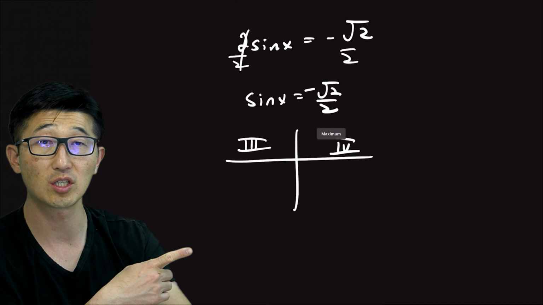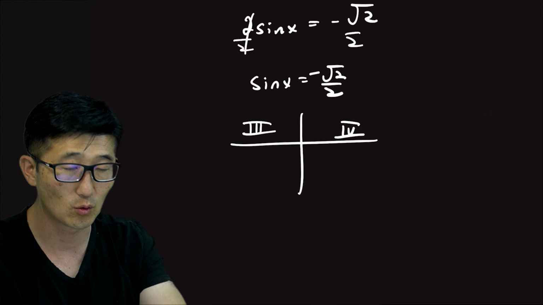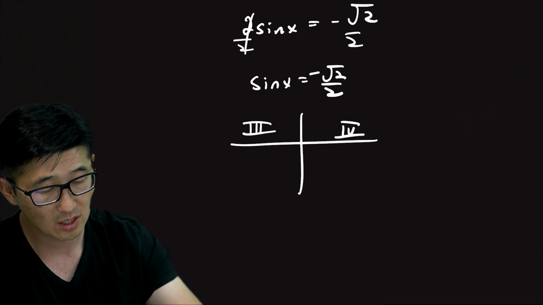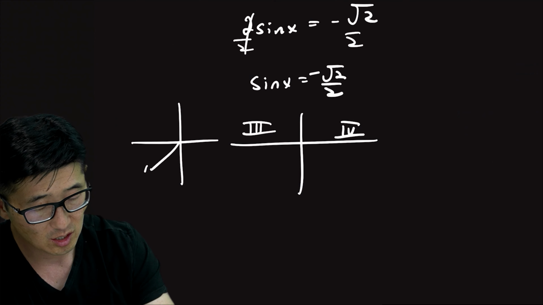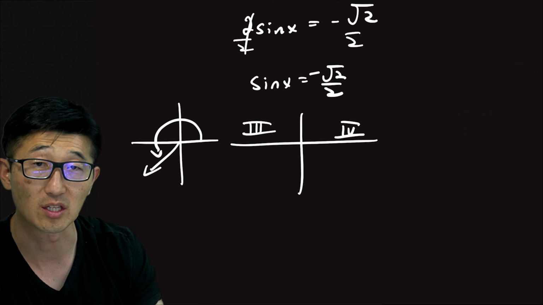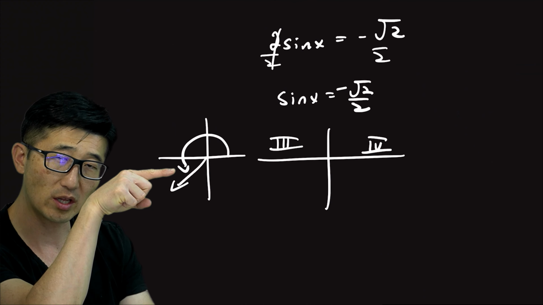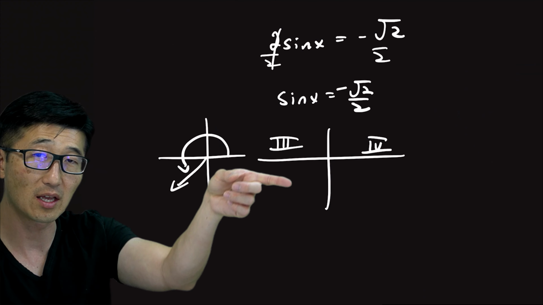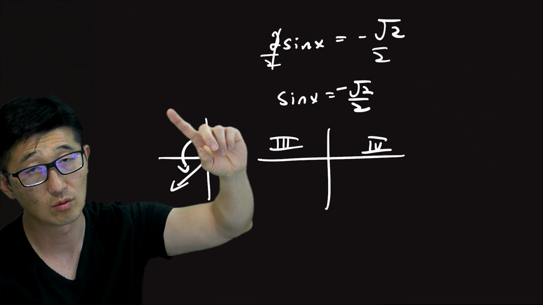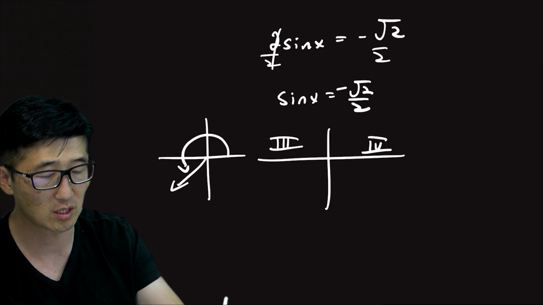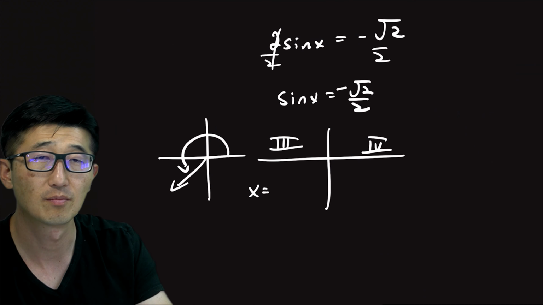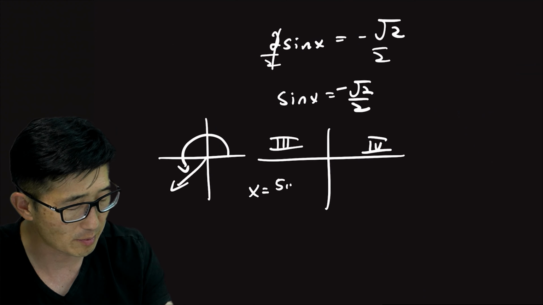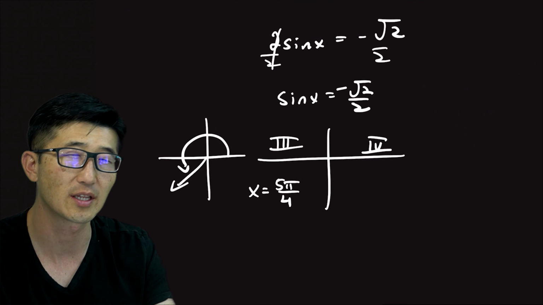So the question is this. If the reference angle is pi over 4, and I crank it counterclockwise to quadrant 3, what would it be in actuality? This angle right there is pi over 4, that little reference angle. But measured from the origin, what would it be in terms of a quadrant 3 angle? 5 pi over 3. I mean, I'm sorry, 5 pi over 4. Do you get that?